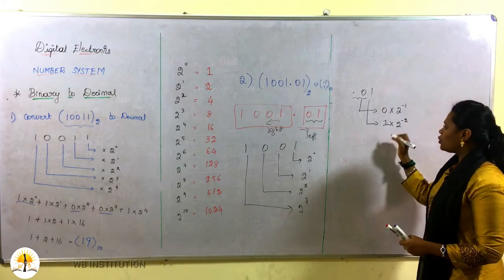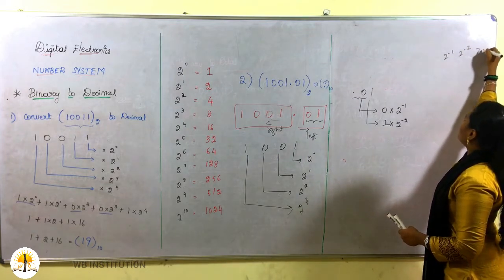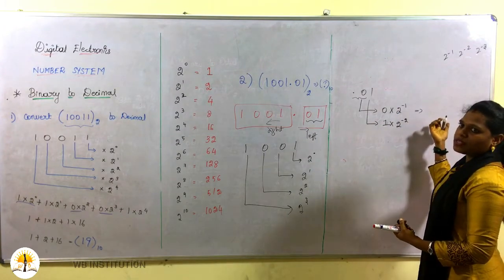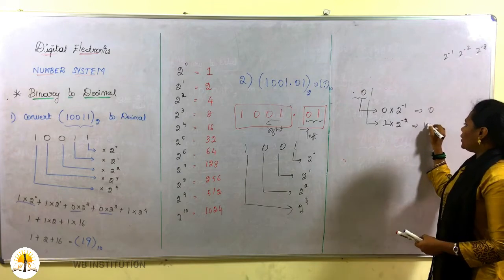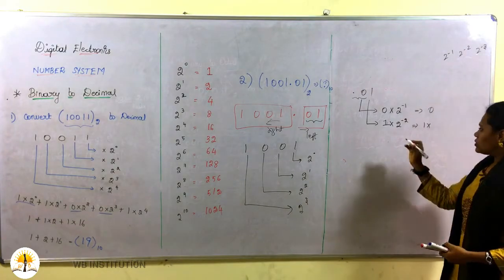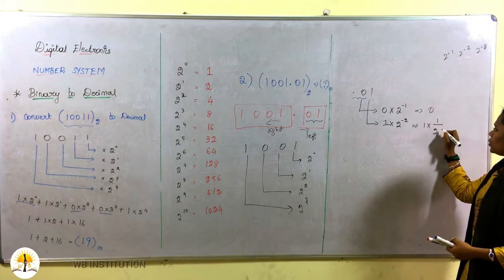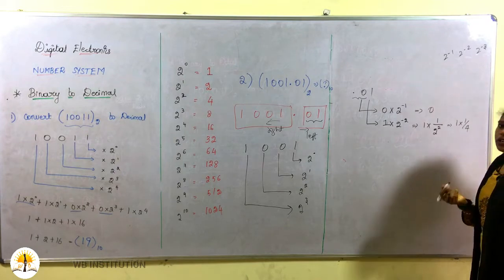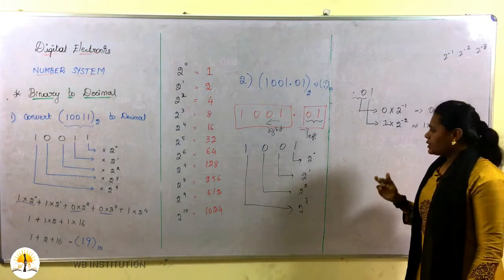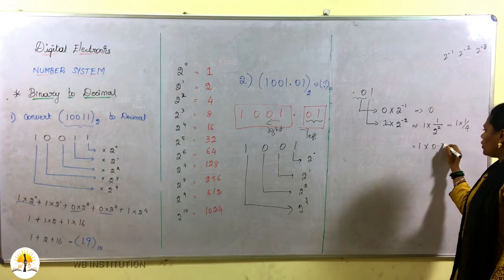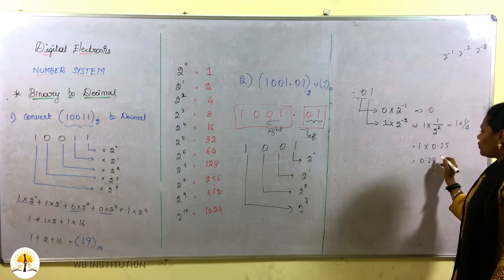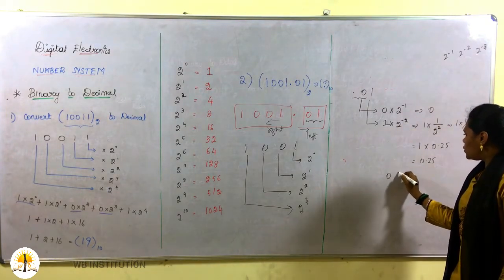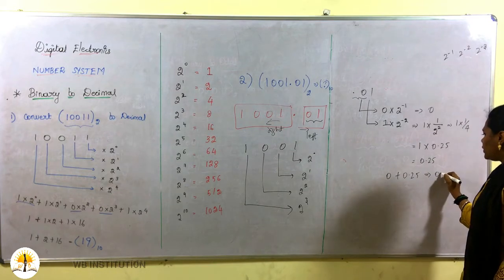So however many bits there are, you need to multiply with 2 power minus 1, 2 power minus 2, and it keeps going on. So 0 into 2 power minus 1 is nothing but 0. Then 1 into 2 power minus 2, that is 1 divided by 2 square. So 1 into 1 by 4. What is 1 by 4? We know that it's 0.25. So you need to add both values: 0 plus 0.25 gives only 0.25.